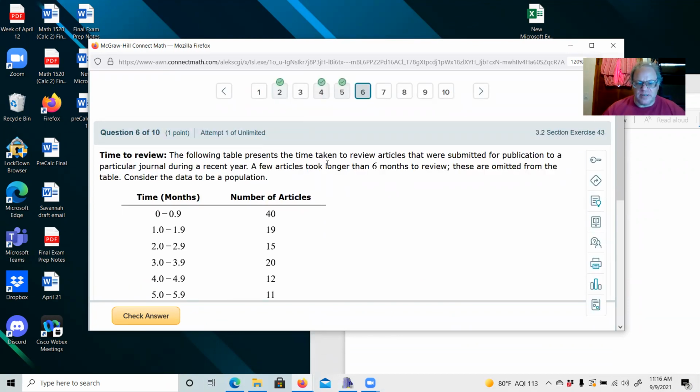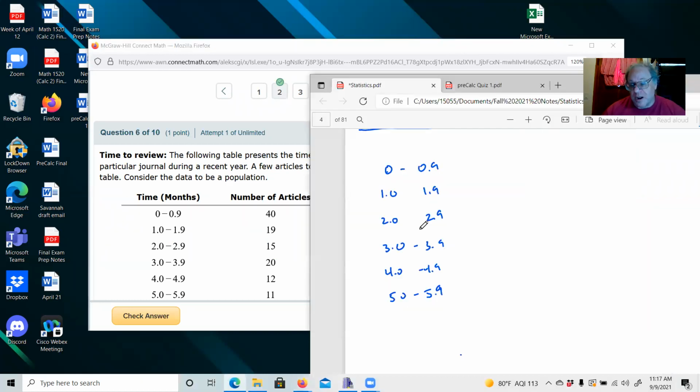The following table presents the time taken to review articles that were submitted for publication in a journal. Articles that took longer than 6 months to review were omitted. Okay. Consider the data to be a population. That's what I was looking for. It's population. Now, we need the midpoint.